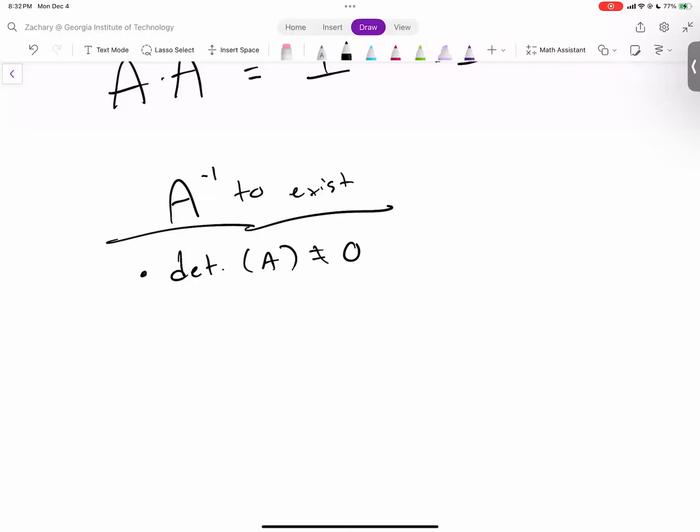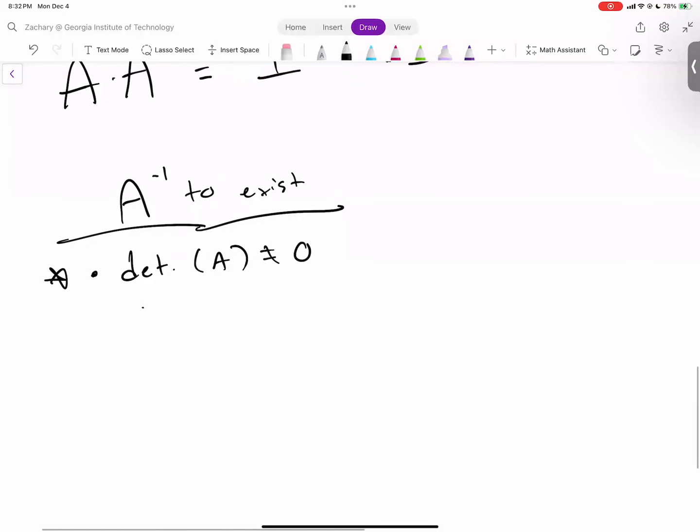That's what a true or false question asks you. It asks you if you know what those things are related to. So I'm not going to list all of those things. It pretty much just boils down to this: determinant of A is not equal to 0. And that tells me I don't have a lambda equal to 0.